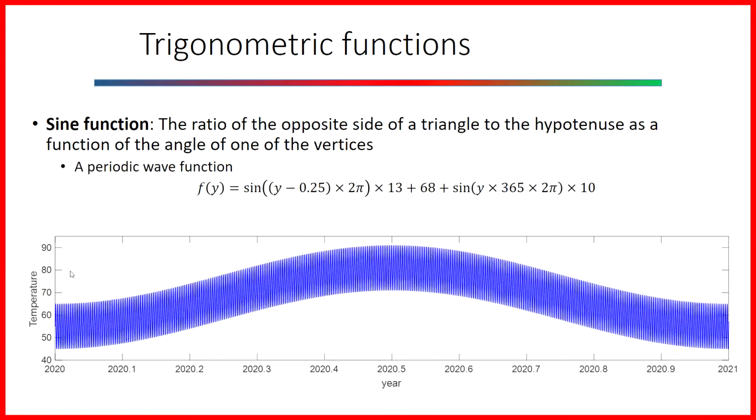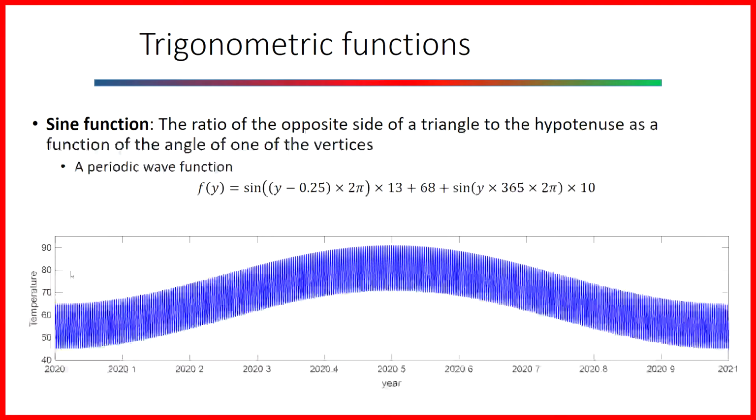If we had a need to be more precise with our data, instead of looking at average monthly temperatures, we could write a new function, f of y, that equals sine of (y minus 0.25) times 2 times pi times 13 plus 68, plus another sine function, this time the sine of x times 365 times 2 pi times 10. This additional term adds in the cyclical pattern of warmer temperatures during the day and colder temperatures at night.